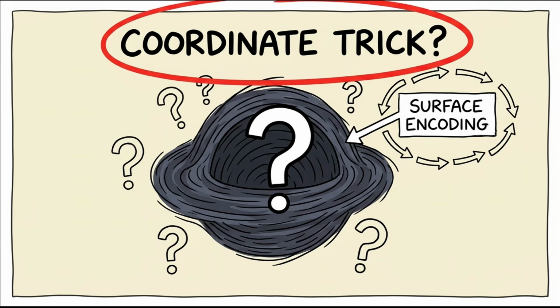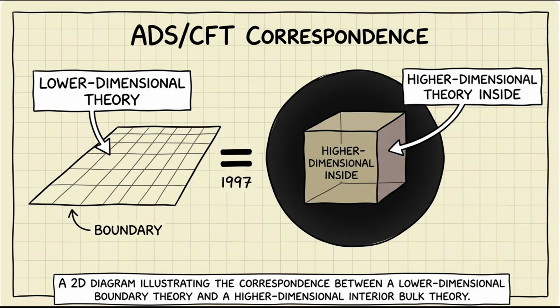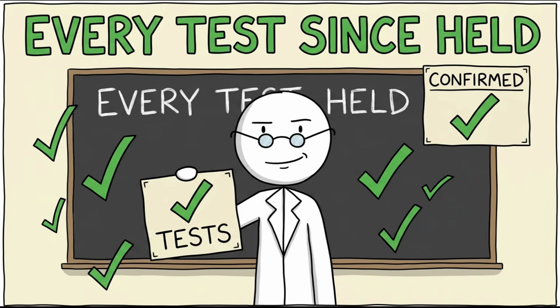They tried to interpret the surface encoding as a coordinate trick. Juan Maldacena's 1997 AdS/CFT paper in Advances in Theoretical and Mathematical Physics proved the encoding was real. A lower dimensional theory on the boundary was mathematically equivalent to the higher dimensional theory inside. Every test since has held.